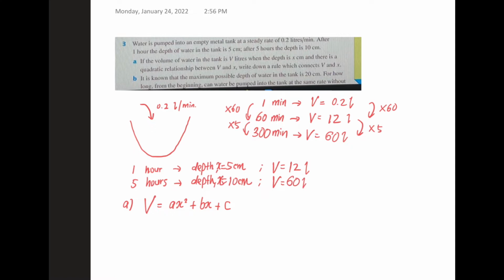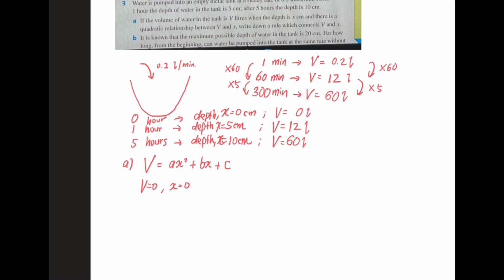In fact we also have one more information. Water is pumped into an empty metal tank. So at the beginning, at 0 hour, since it is empty, the x is 0 cm, the depth is 0, and the volume is also 0 because it's empty. So we actually have 3 information. If I use the first information here, v equal to 0 and x equal to 0, I will get, imagine v equal to 0, x equal to 0.